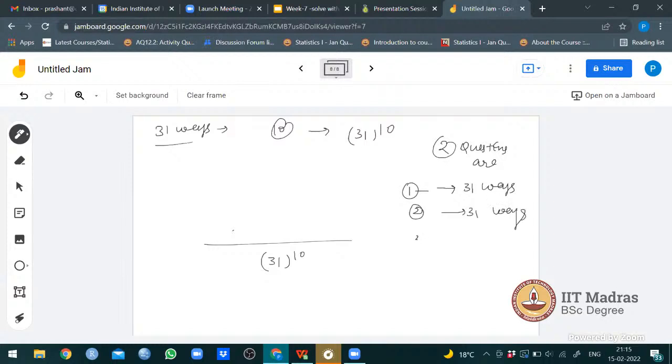For three questions, again it will be 31 ways. Okay, 31 raised to 10. Then it will be 31 multiplied up to 10 times, so it will be 31 raised to power 10. So this is the sample space.